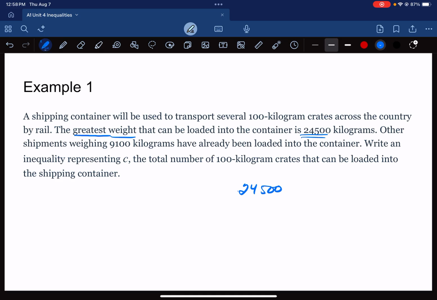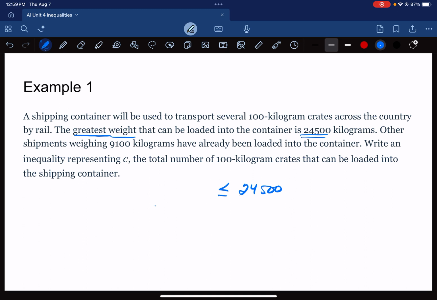So that means, can we have stuff more than that? Or can we have stuff that weighs less than that? Well, hopefully you're thinking that it weighs less, so I need a less than sign here. Is it okay if I put in enough containers to weigh exactly 24,500 pounds? So is that included in greatest weight? Well, I think it is, so we're going to put equal to with that, okay? Because greatest does include that as well.